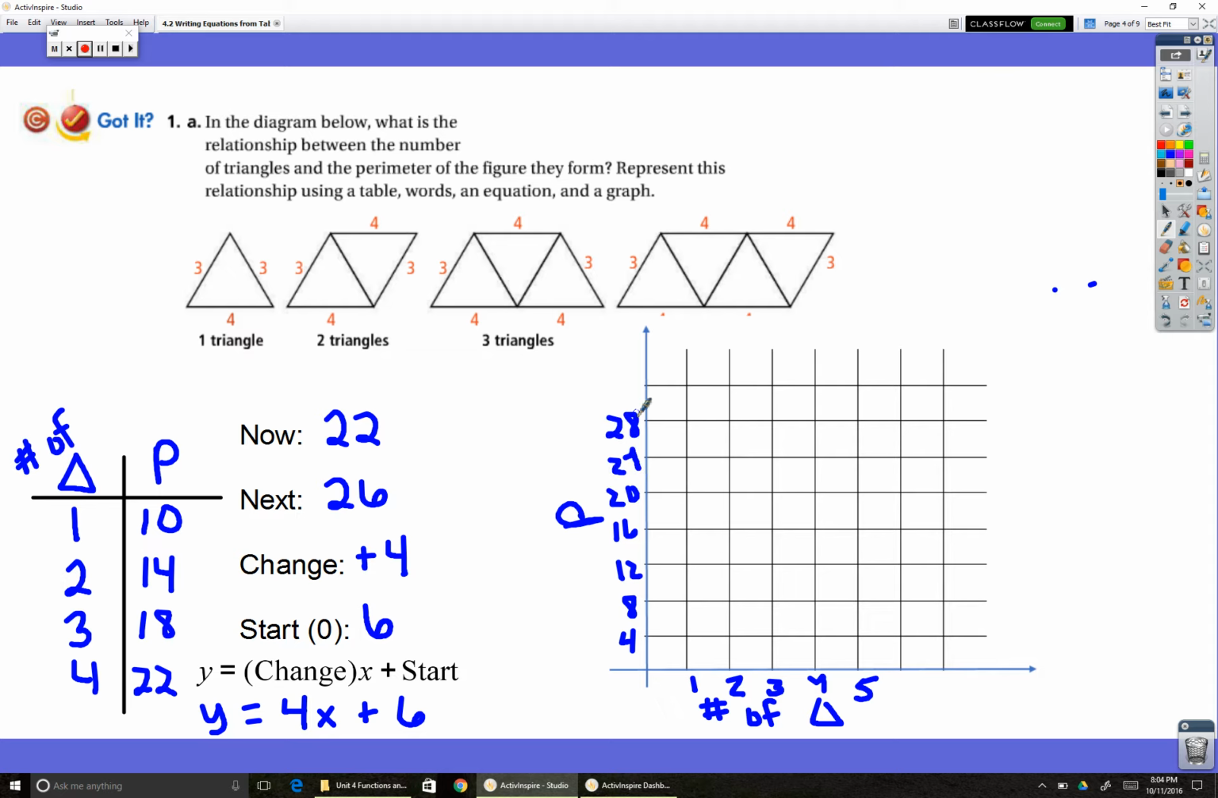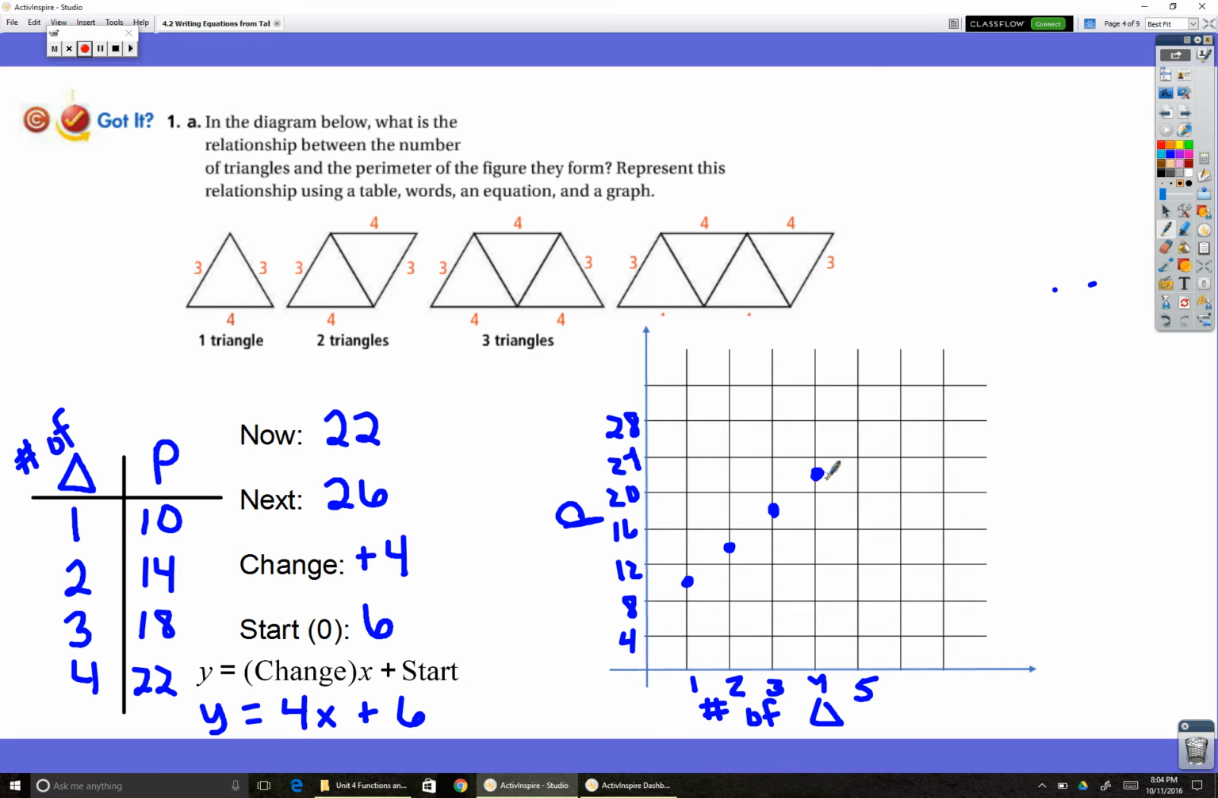Let's go to 28. Okay, so when I have one triangle, that's a perimeter of 10. Two triangles is a perimeter of 14. 3 triangles is a perimeter of 18. 4 triangles is a perimeter of 22. And it looks like that.